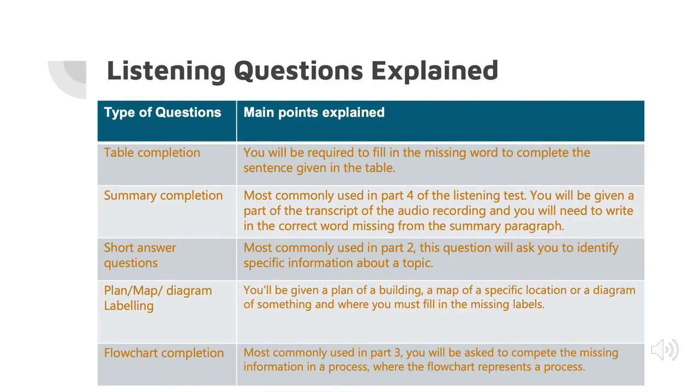For map, plan, and diagram labeling, you will be given a plan of a building, for example, or a map of a specific location or a diagram of something, and you must fill in the missing information. Flowchart completion, most commonly used in Part 3: you will be asked to complete the missing information in a process, where the flowchart represents a process.